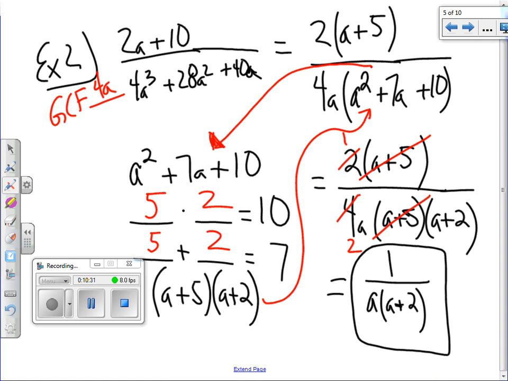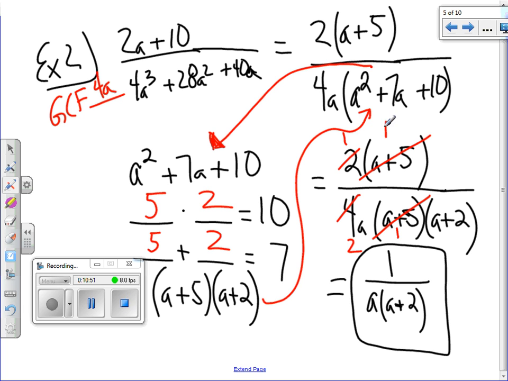So what are we left with? We're left with 1 in the upstairs. Everything goes bye-bye. But that's not 0. We're left with 1. And why is that? Because when you cancel a plus 5 and a plus 5, what you're really saying is a plus 5 divided by a plus 5 is 1 over 1.